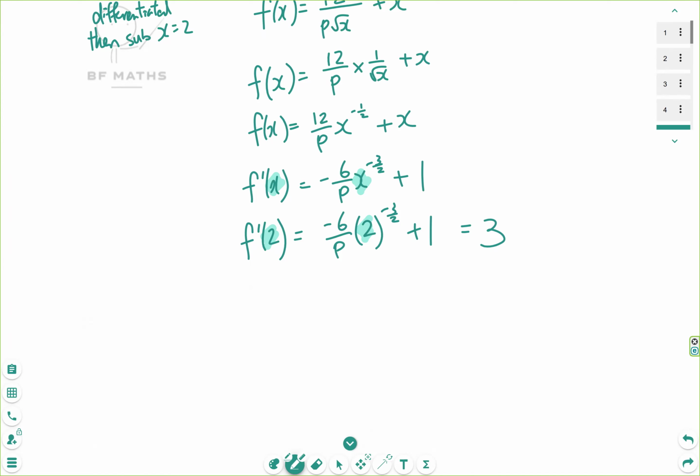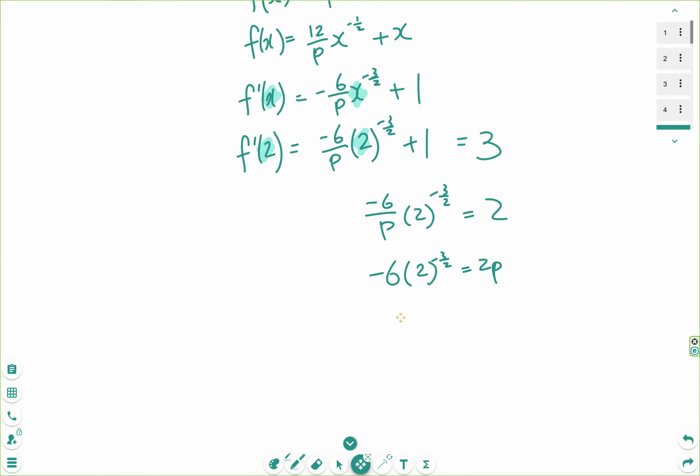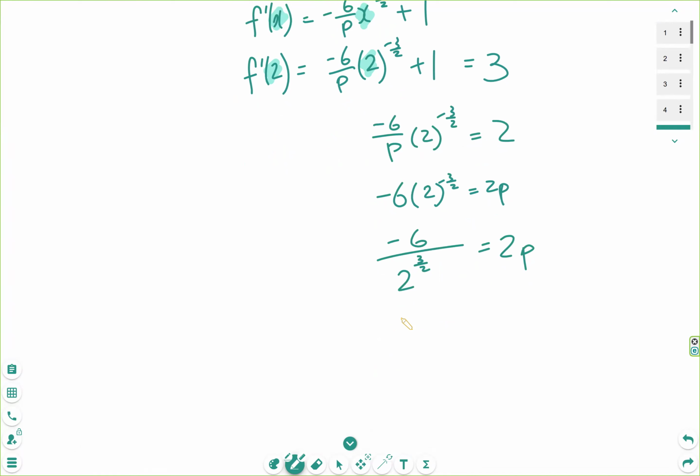Anyway, so let's move the plus 1 to the right hand side. So minus 6 over p times 2 to the power of minus 3 over 2 equals 2. I'll talk about how to do this. Now, why don't we multiply p to the right hand side as well? So minus 6 times 2 to the power of negative 3 over 2 equals 2p. I'll show you how we do this. 2 to the power of negative 3 over 2, we can do it manually. Well, negative means put it back into the denominator, 2 to the power of 3 over 2, right?